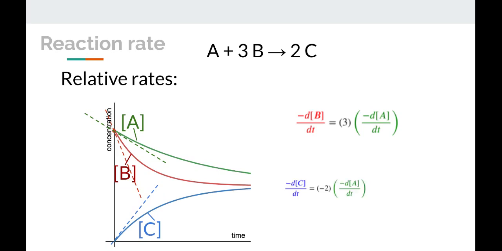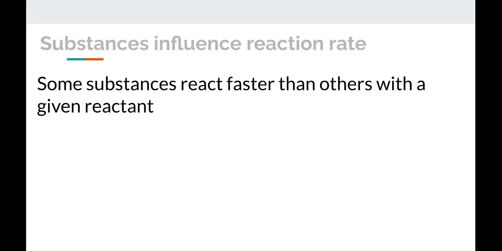The rate of C is going to be -2 times the rate of A, and that's because the ratio would be a -2-to-1 ratio. C is a product, so it's going to have the opposite direction of slope as the rate of A, which is a reactant. So we can just use mole ratios once we know the rate of one reactant or product to find the rates of the others. What are the things that will influence reaction rate?